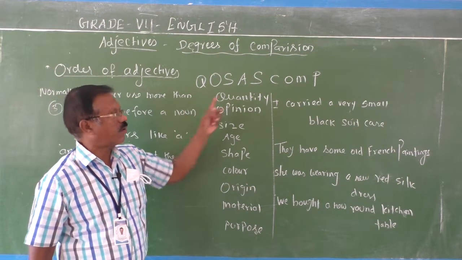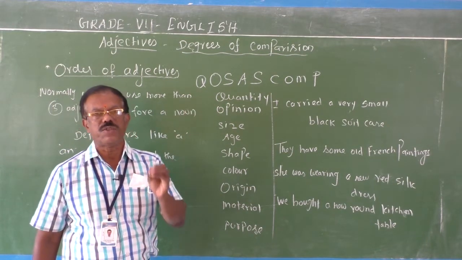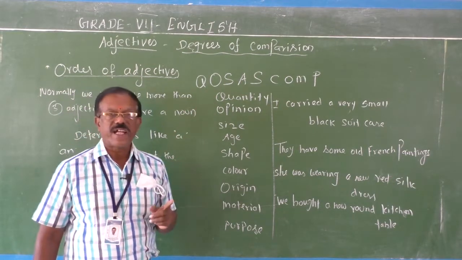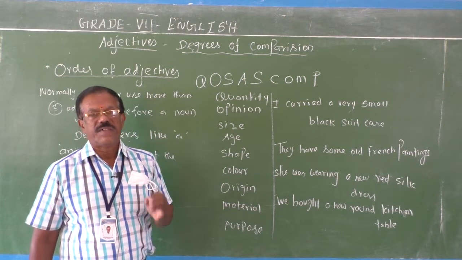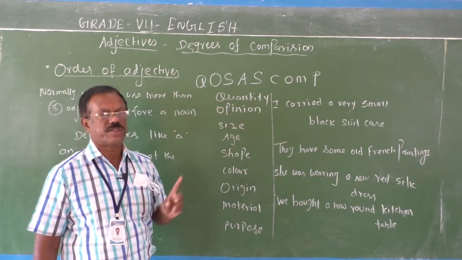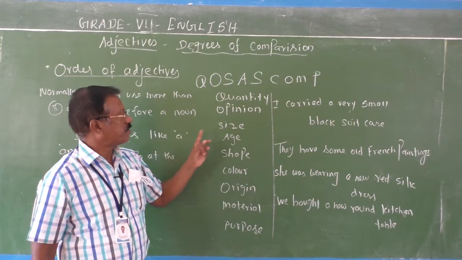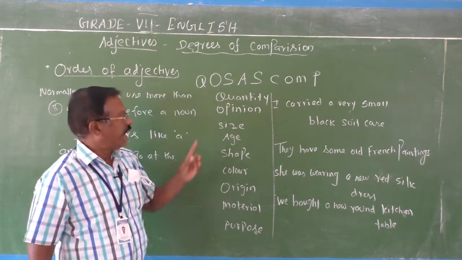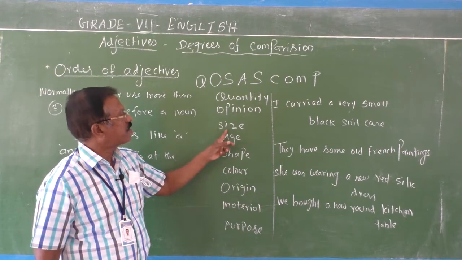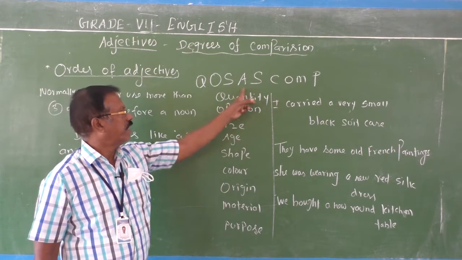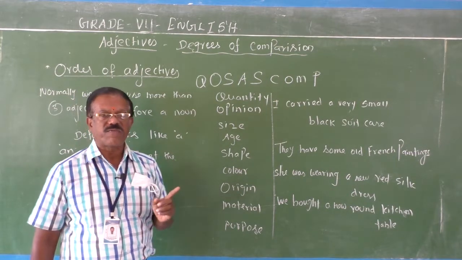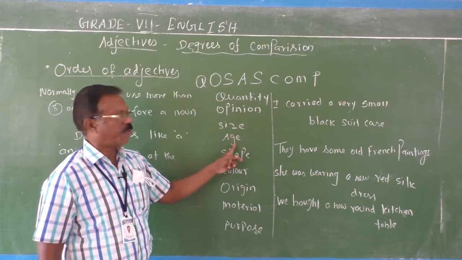Q stands for quantity. Adjectives of quantity should be used first. Then O stands for opinion. Adjectives connected with opinion should be used in the second position. Then in the third position, size. Adjectives used to refer to size should be used in the third position. And then in the fourth position, age. Adjectives that stand for age should be used in this place.